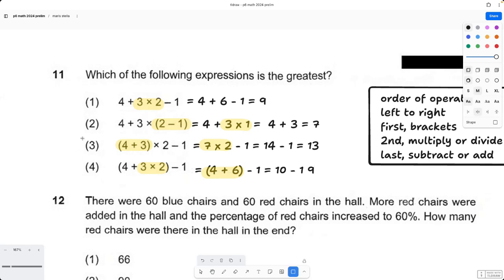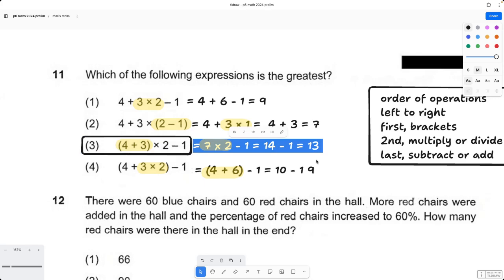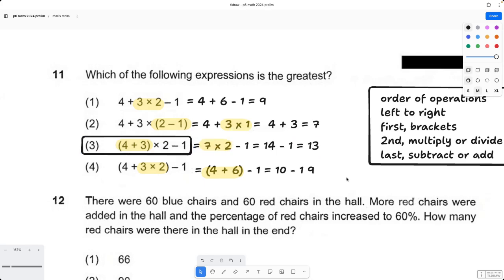So the answer is option number 3 in this case over here. Okay, 13 is the highest. So 11 is option number 3, highest answer. All right, let's move on to the next question.